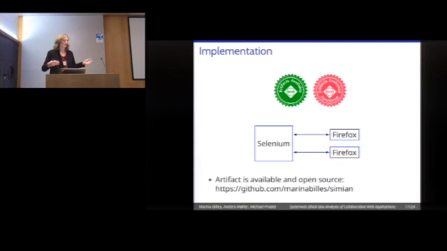So we have implemented this using Selenium, and we have a Selenium server where we control two Firefox applications to let them automatically perform these actions for us. And what I want to show here is we have the artifact available, and this is open source on my GitHub, where you can download Simian and try to apply it to your own applications.